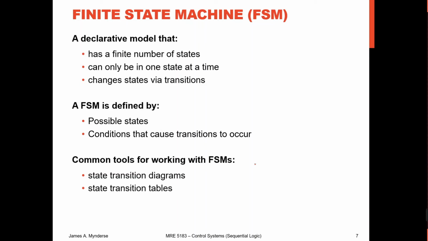And those transitions occur as a function of the inputs. So how do we define it? There's a set of states, and there are conditions under which the transitions occur. So what are the conditions that cause you to move from state A to state B? Define the states, define the transitions. And so how are we going to describe this in a way that everybody else understands it?